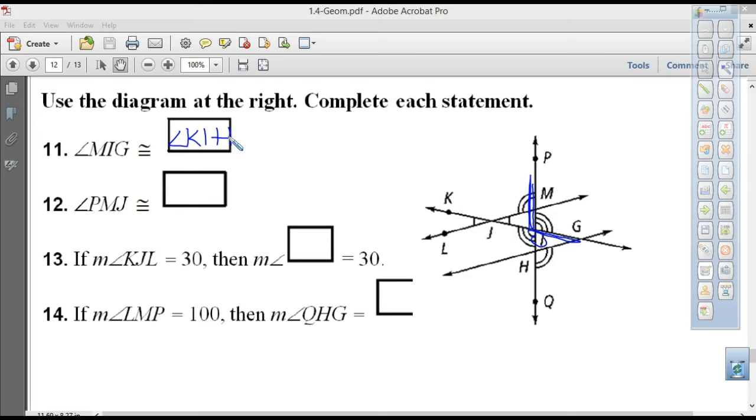All right, and then PMJ, so we're going from P to M to J. How many little squigglies on there? 2. So what else has 2 squigglies? GHQ, yep. Okay? We good with that? Are you sure? Okay.